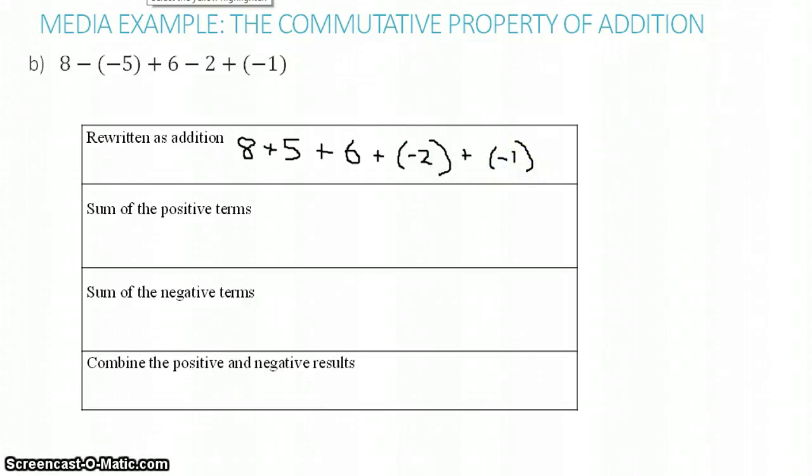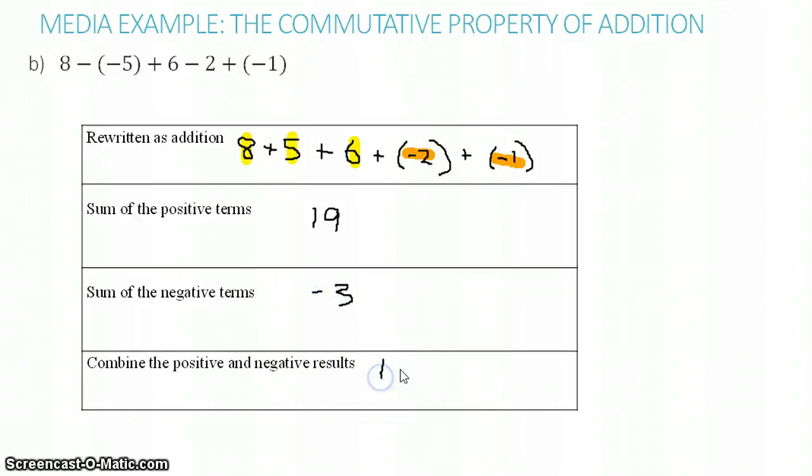Now let's highlight our positive terms. How about in yellow? Positive, positive, positive. And our negative terms in orange. Now the sum of our positive terms, 8 plus 5 plus 6, well this is 11 plus 8 is 19. And you can add them in any order you want. And the sum of the negative terms, -2 plus -1, is -3.